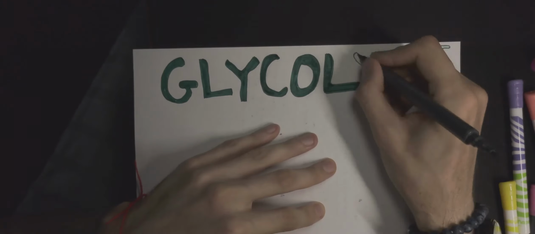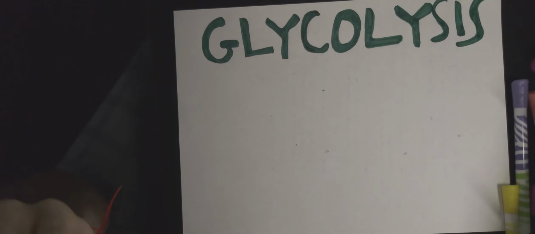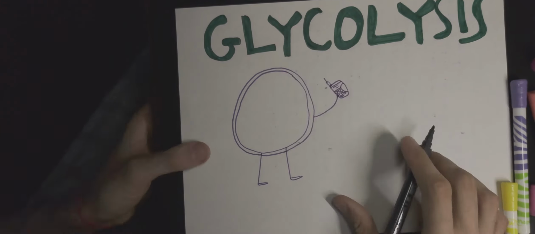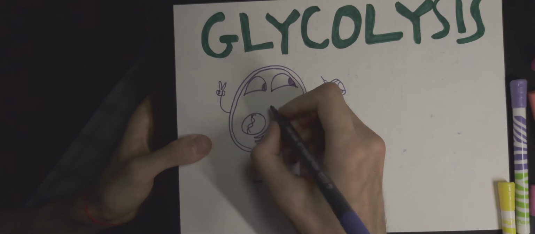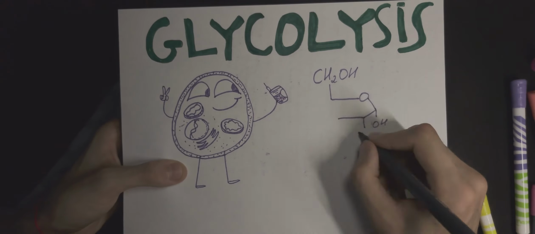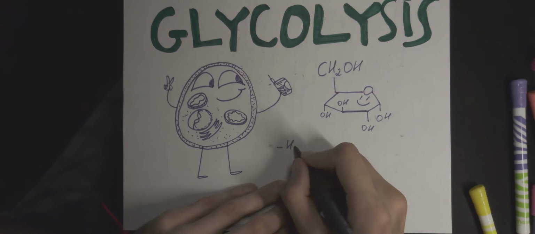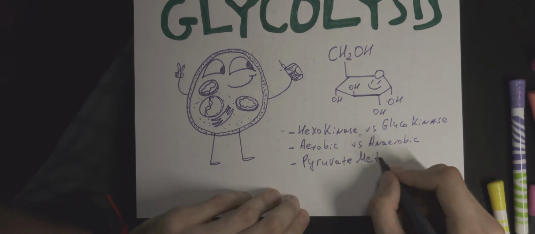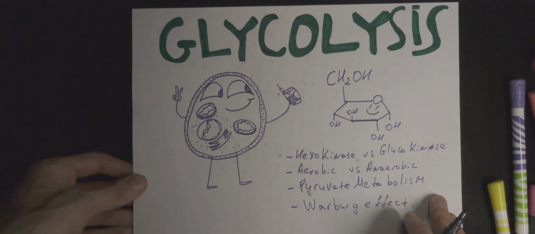And what I have for you today is something called glycolysis. We will be discussing hexokinase and glucokinase, aerobic and anaerobic as well as pyruvate metabolism, and Warburg effect. Well, without further ado, let's dive into it.